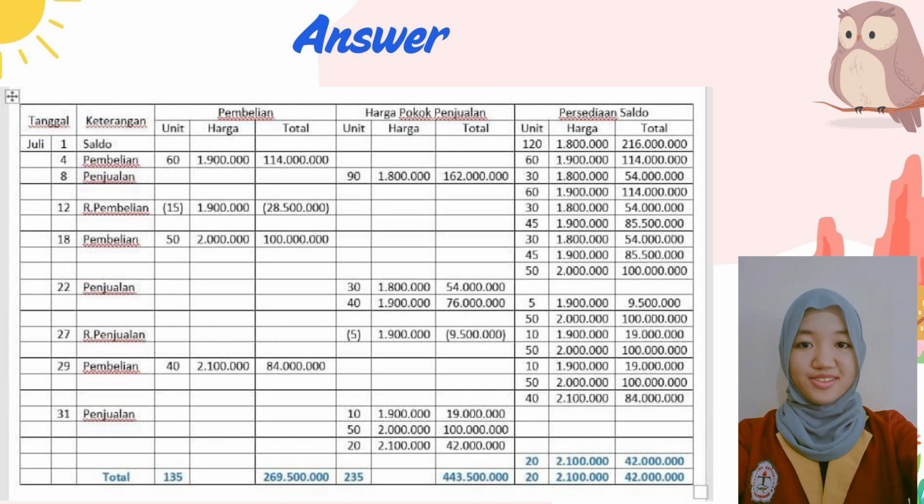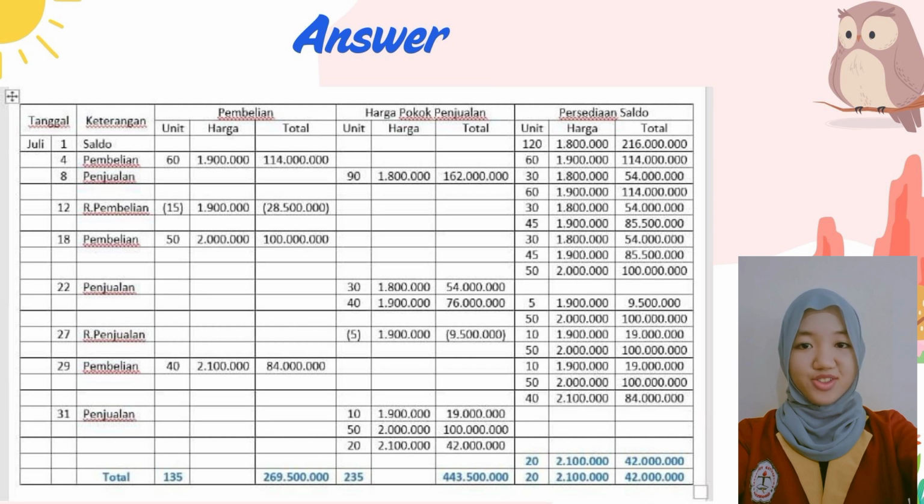8. Purchases, July 29th. Inventory added, 40 units 2,100,000 Indonesian rupiah. Remaining inventory. 10 units 1,900,000 Indonesian rupiah. 50 units 2 million Indonesian rupiah. 40 units 2,100,000 Indonesian rupiah.